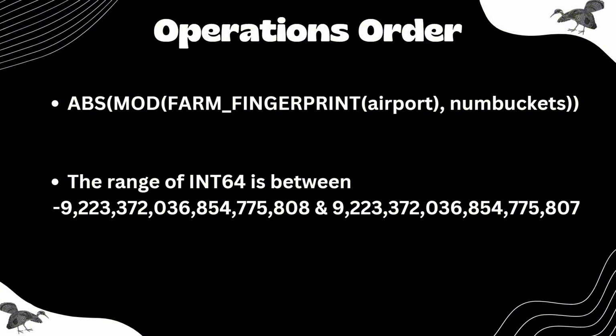Finally, the last point the book mentions is the order of the operations. The farm fingerprint hashing function returns an int64. This number ranges from the negative huge number that ends with an 8 to the positive huge number that ends with a 7. If you're not careful and the modulus operation comes after the absolute value, there is a rare chance it could cause a small error if the function returns the negative large number that ends with a negative 8, as the absolute value of this number won't fit inside int64. To avoid this, we apply the modulus first, then the absolute value.